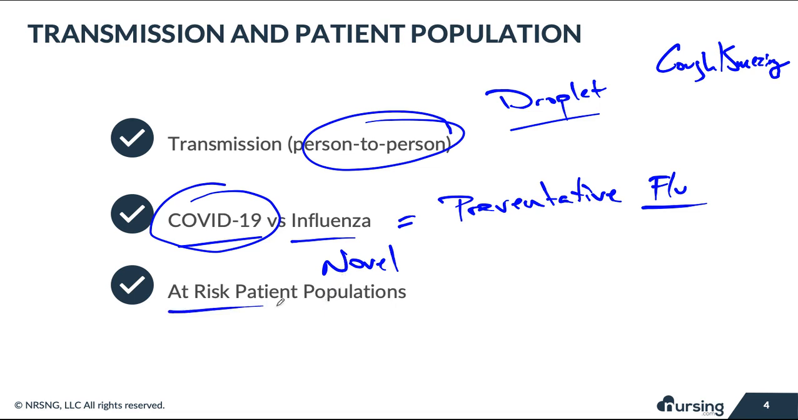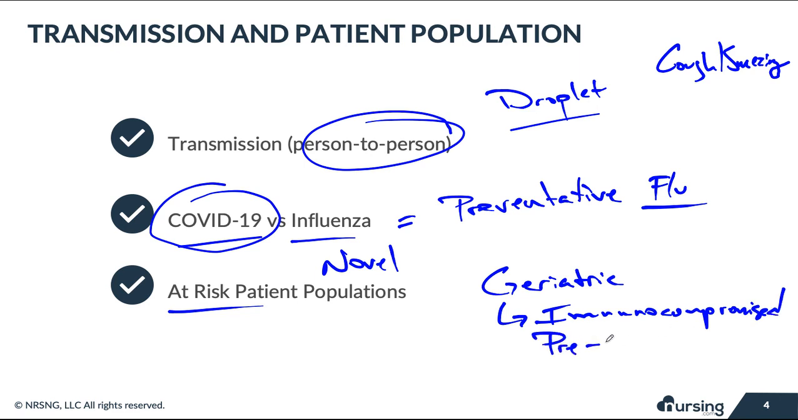What's happening is it's also starting to affect these at-risk patient populations. What populations are these? We're seeing a lot in the geriatric patient population. They're either immunocompromised or they have some sort of pre-existing condition, especially lung disease, heart disease, cancer, or any other type of illness that's going to cause their body a lot of work. Now you're putting them in a position where they have some other comorbidity, and now they're getting this COVID-19 coronavirus illness, and it's causing all of these other problems for them.